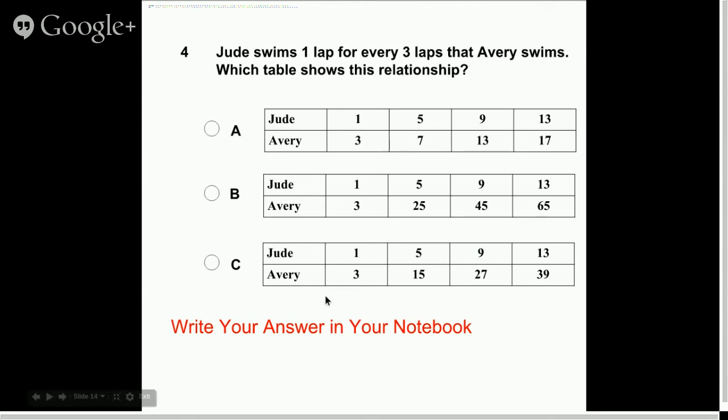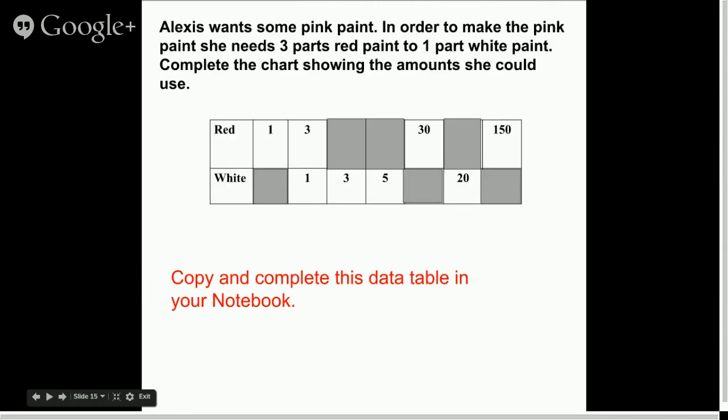All right. The correct answer is C. C, 1 lap for every 3 laps Avery swims. So you take the top number, multiply by 3. 3 times 3. 9 times 3. Okay. All right, this should be the last problem you have to complete. Finish this data table, copy this data table, and finish it in your notebook. Go ahead and pause it.